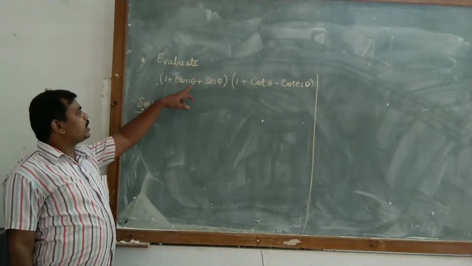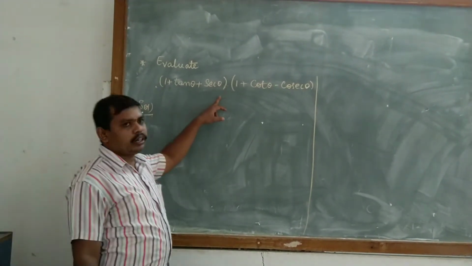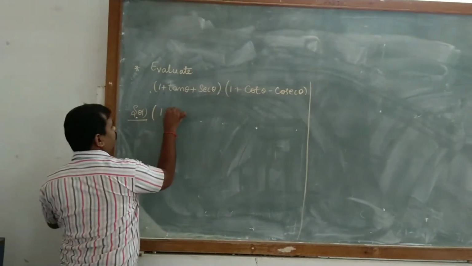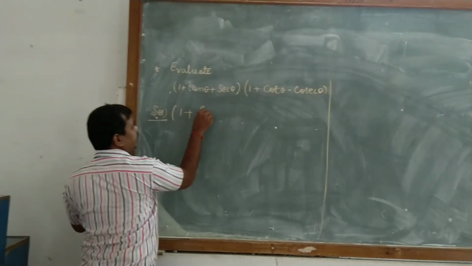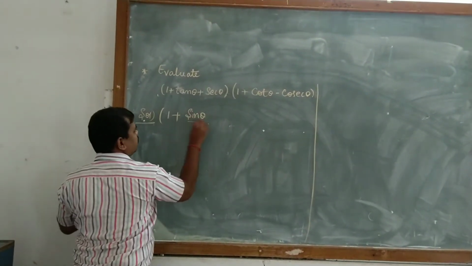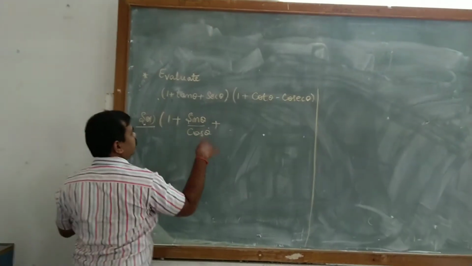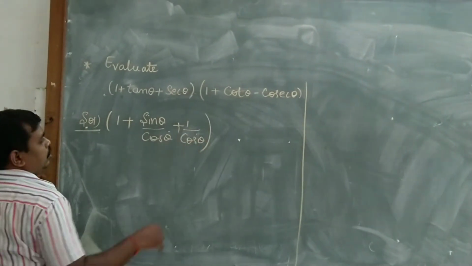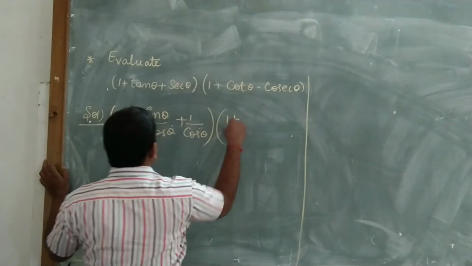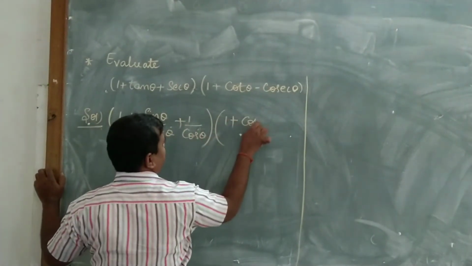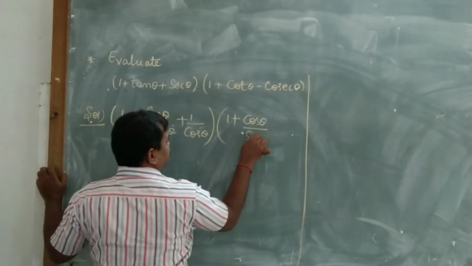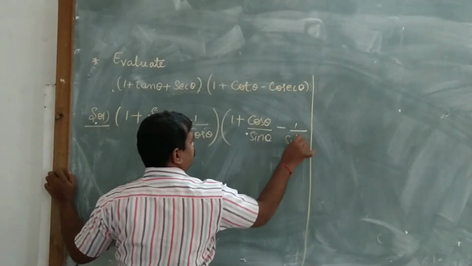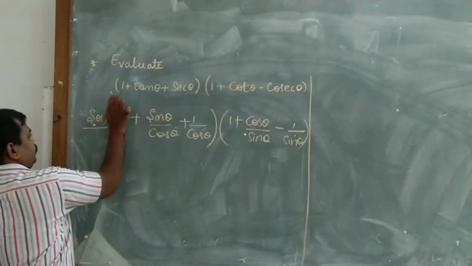To evaluate (1 + tan θ + sec θ)(1 + cot θ − cosec θ). When you observe this problem, 1 + tan θ can be written as 1 + sin θ/cos θ + 1/cos θ. Similarly, 1 + cot θ − cosec θ can be written as 1 + cos θ/sin θ − 1/sin θ. Okay, this is our first step.